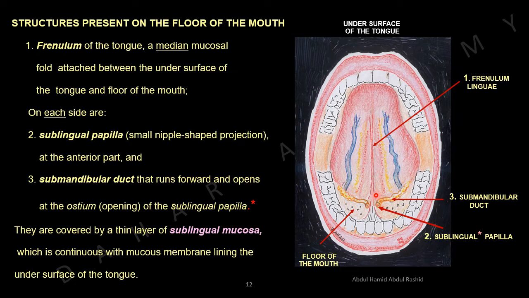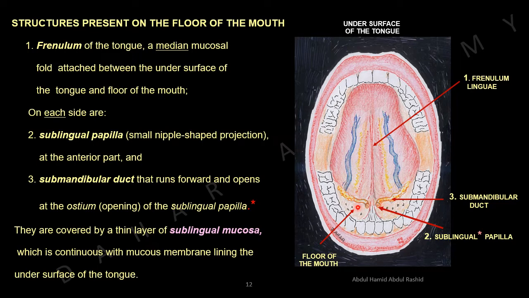Okay, now we are going to talk about structures present on the floor of the mouth. This is the floor of the mouth. What are the structures? Number 1, frenulum of the tongue. That is a median mucosal fold attached between the under surface of the tongue and the floor of the mouth. On each side is number 2, the sublingual papilla. This is the sublingual papilla. That is a small nipple-shaped projection at the anterior part of the floor of the mouth. It has openings, ostia, there.